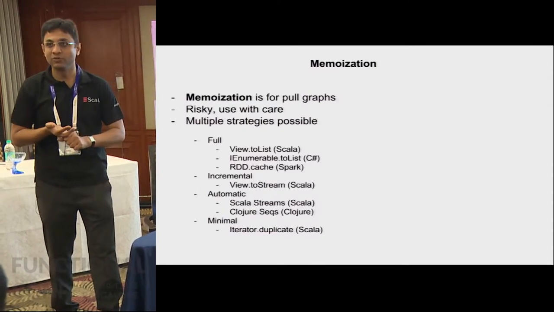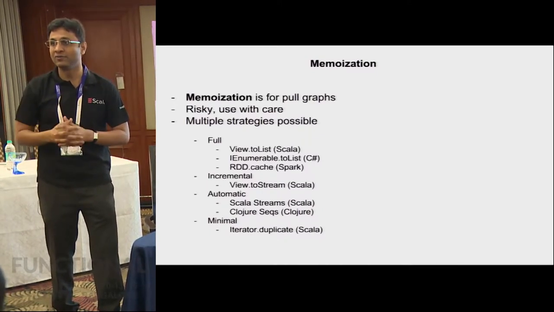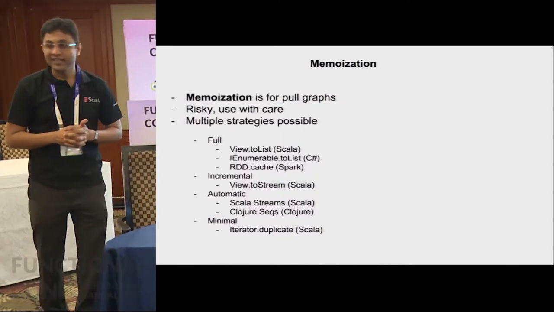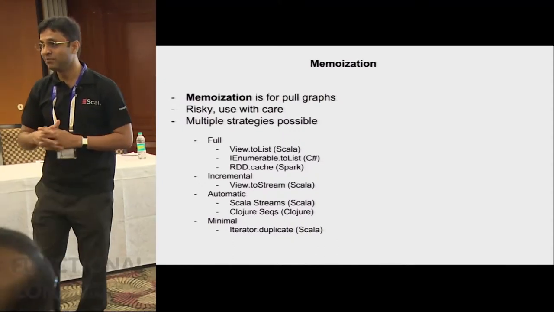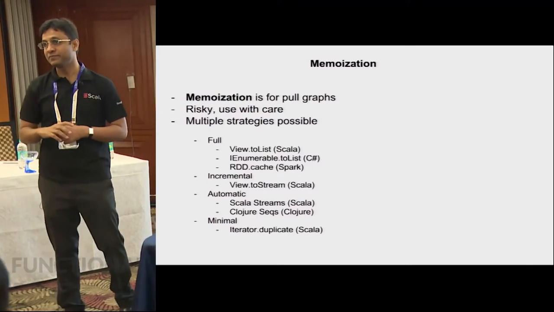Clojure sequences, which are Clojure collections, by default behave like that. That's why they have some power of lazy computation. Well, there is a minimal version which is possible that I talked about. If you're using Scala iterators, there is a method called duplicate.